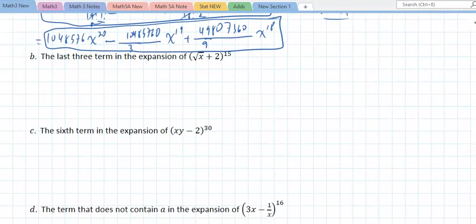Here, in the expansion, find the last three terms. Isn't the last term 2 to the 15th? The term before that, isn't that 2 to the 14th? That means you have a radical x raised to the 1. And the term before that, isn't that 2 to the 13th? And radical picks up the 2.